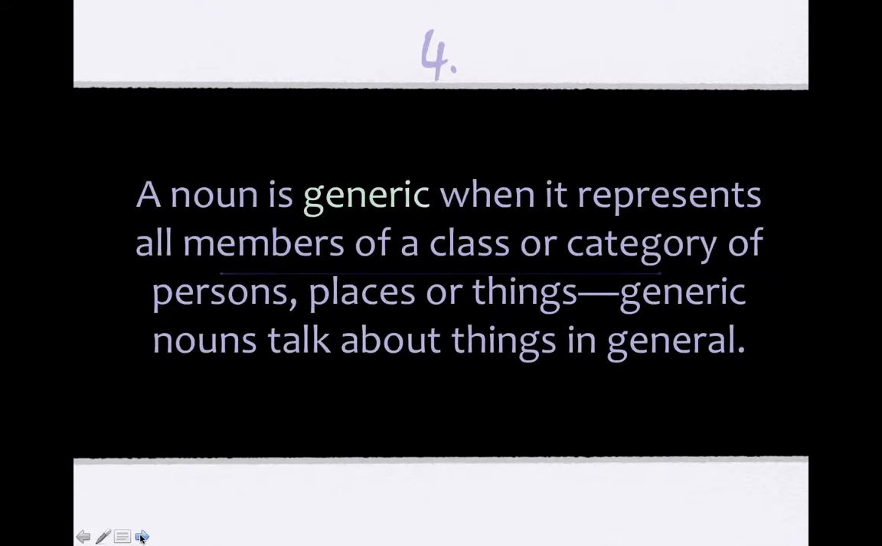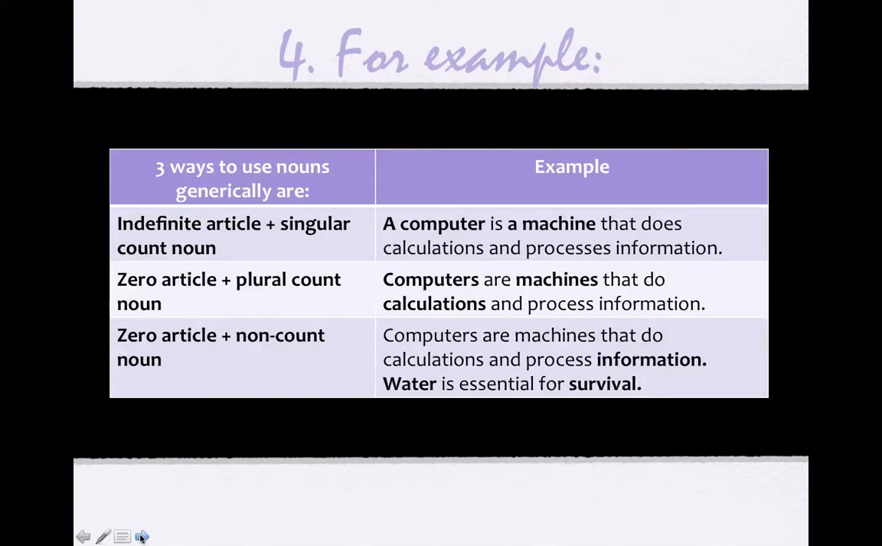Okay, a noun is generic or general when it represents all members of a class or category of persons, places, or things. Generic nouns talk about things in general. Here are some examples. One way that I use nouns generically is to use an indefinite article and then the singular count noun. So here: a computer is a machine that does calculations and processes information. Okay, I can use the zero article and a plural count noun to make a sentence that means exactly the same thing.